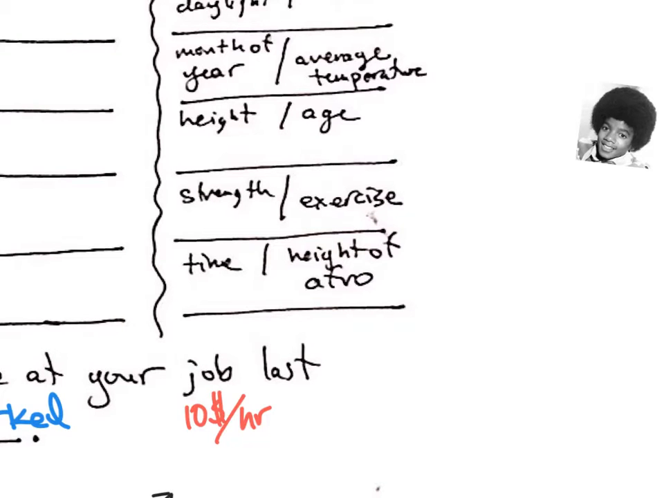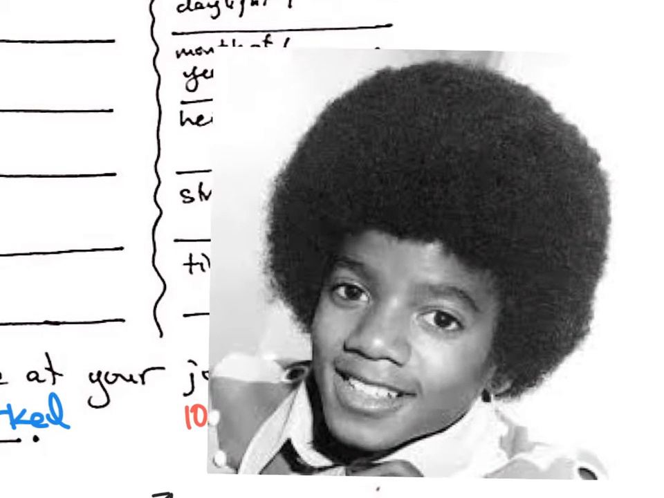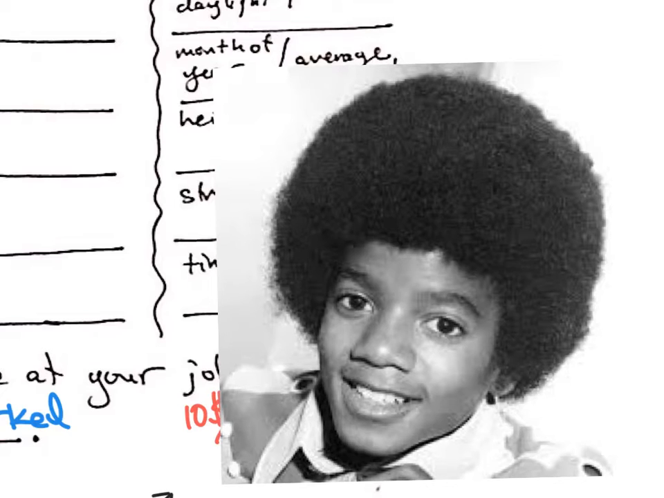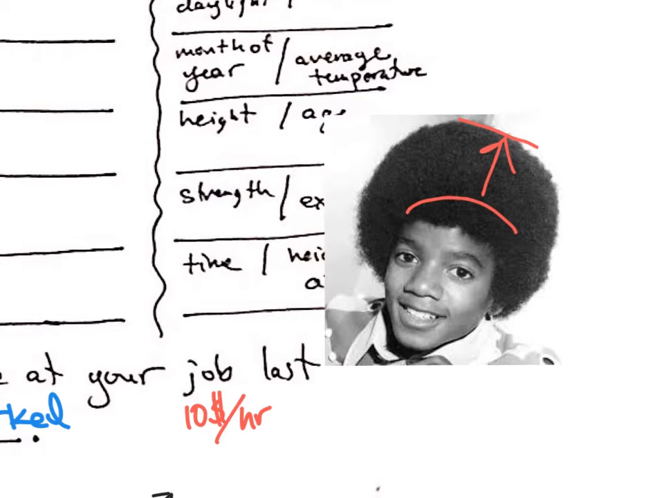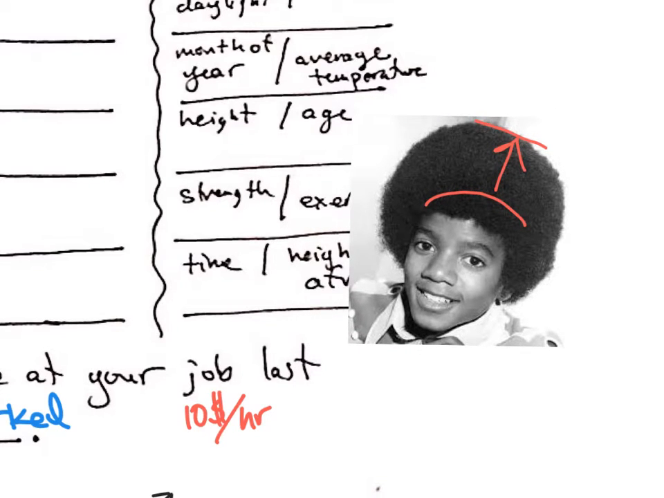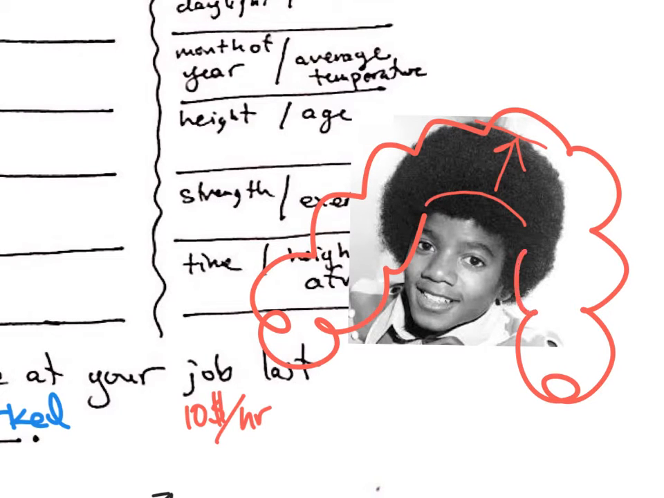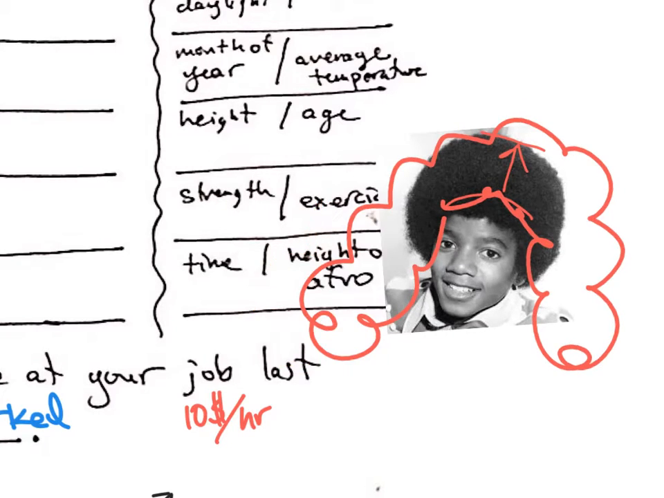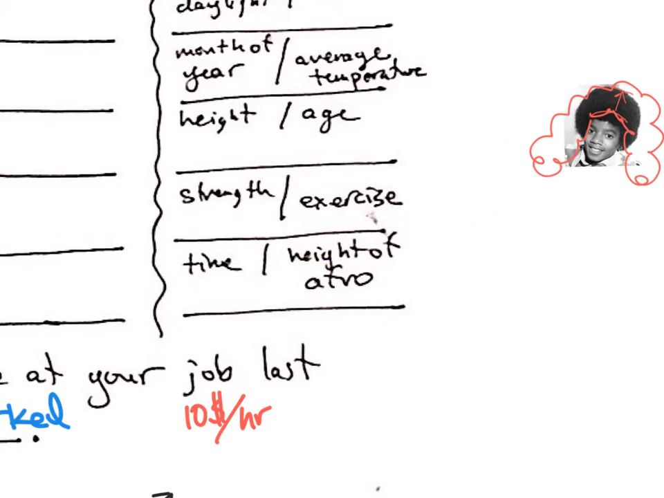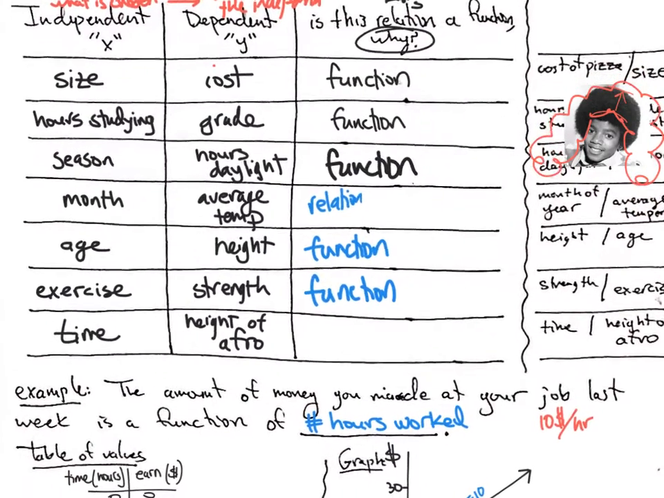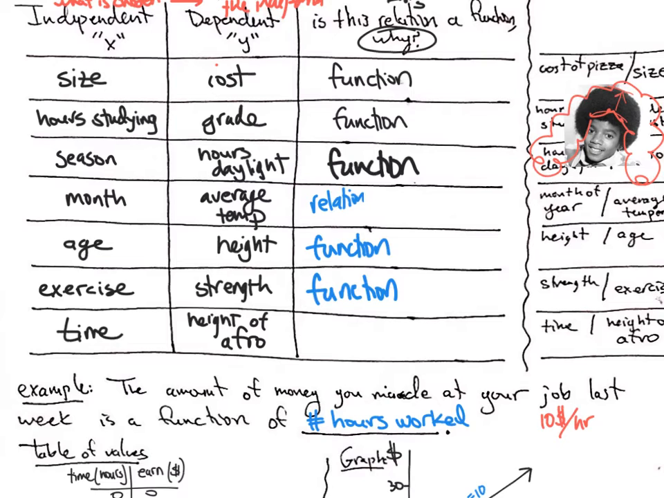And then time and height of afro. I'm sure you've been wondering what this picture of MJ is doing here. And so as time goes on, the height of the afro would increase until some point when gravity would take its toll on the fro, and it might be like this. Alright, but that would be a long time down the road. So we can say that as time goes on, the height of the afro increases.